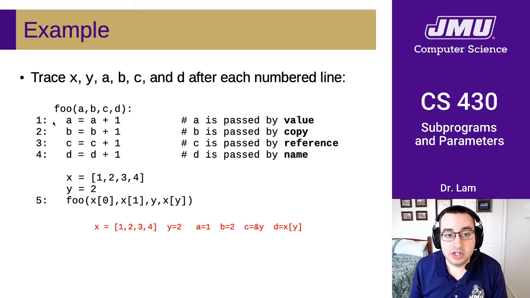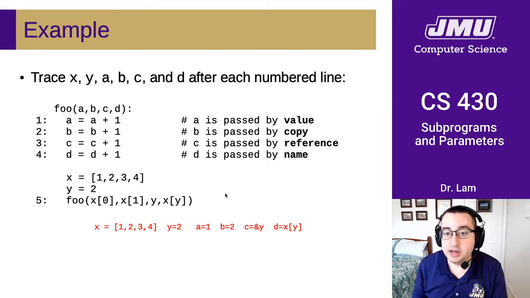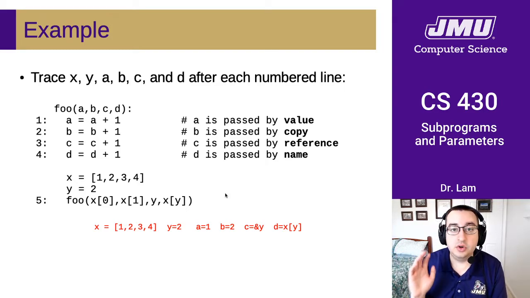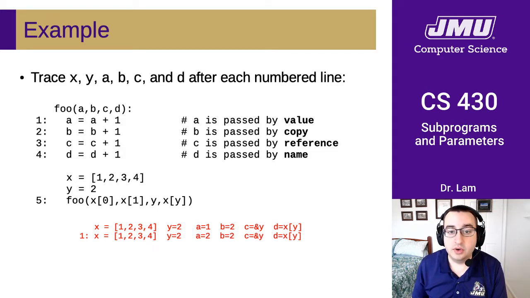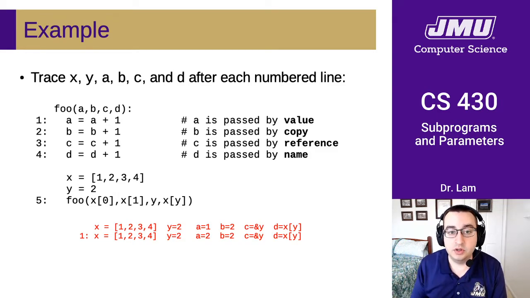Okay, so let's step through each of these statements. So statement one just increments A. And that's pretty straightforward. A is being passed in by value, and so right now it's merely a local formal parameter. It's a local variable inside of foo. So that change will happen. So now A is 2, but this will not have any effect for the rest of execution because we don't use A anywhere else.